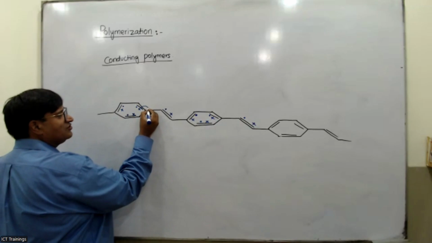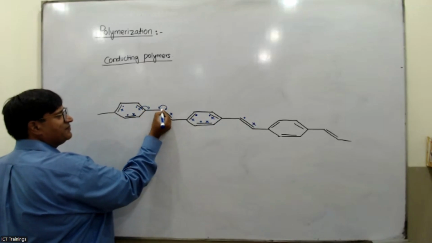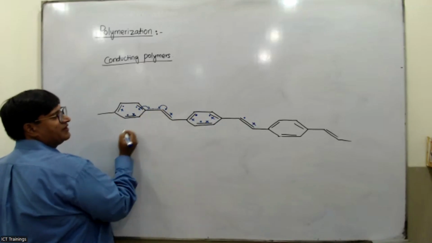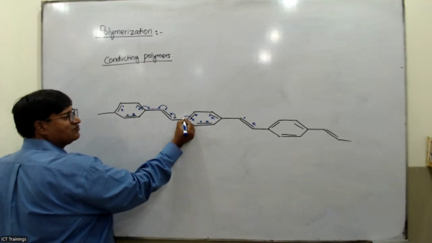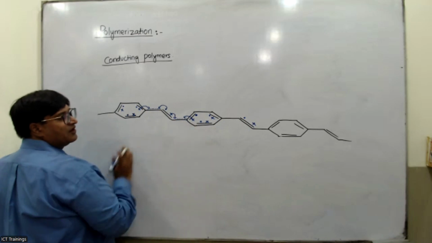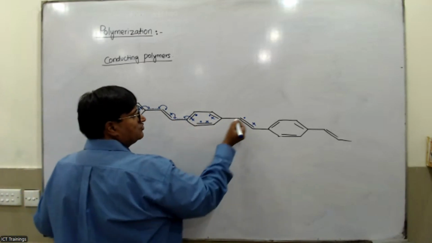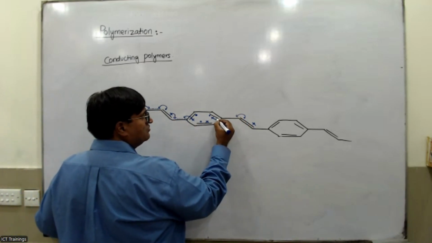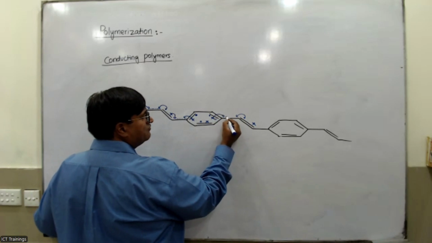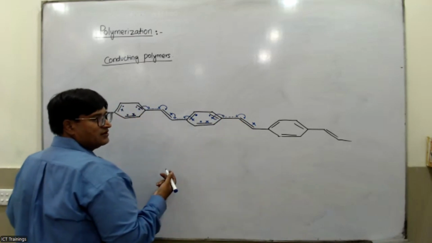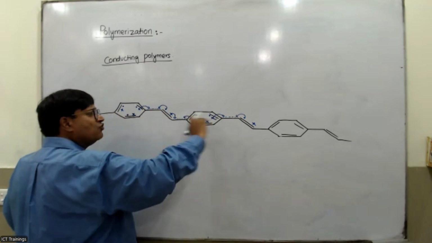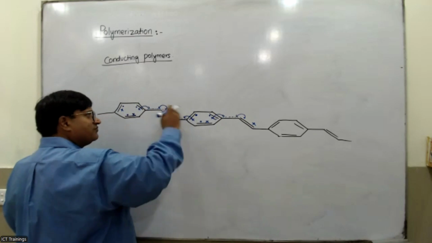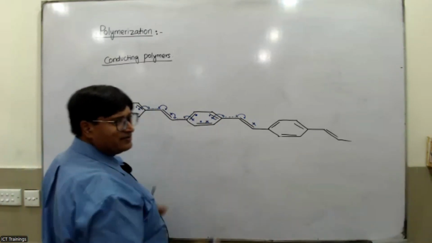So this electron could jump up here, this one could jump up here, and it can form a double bond up here. So the electrons can move by jumping along the alternating double bonds.